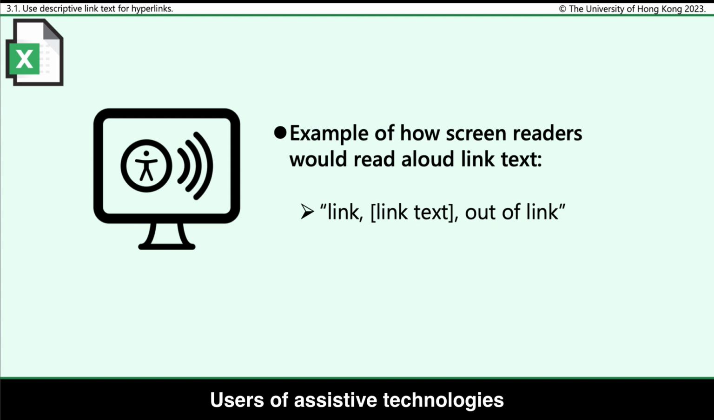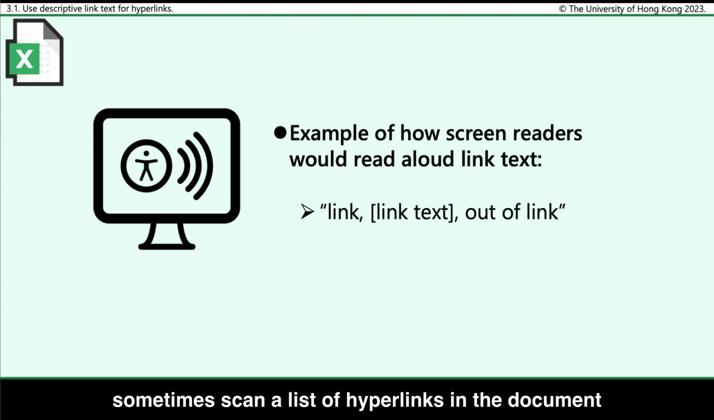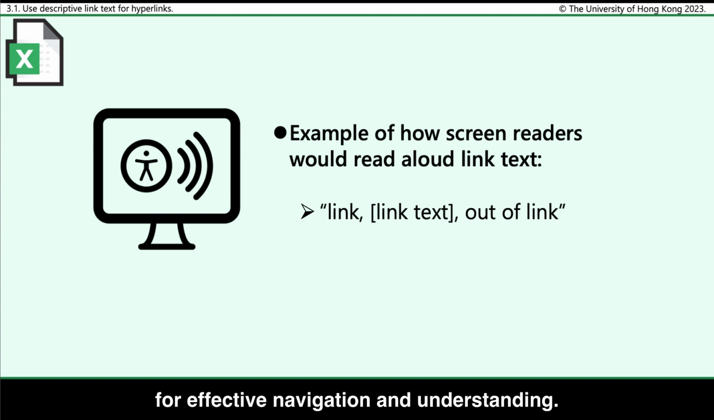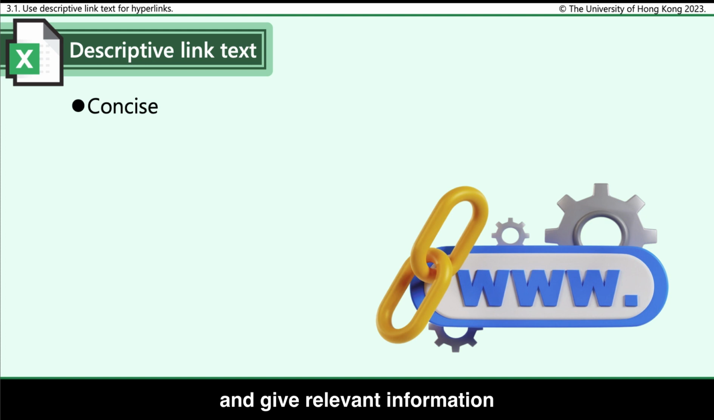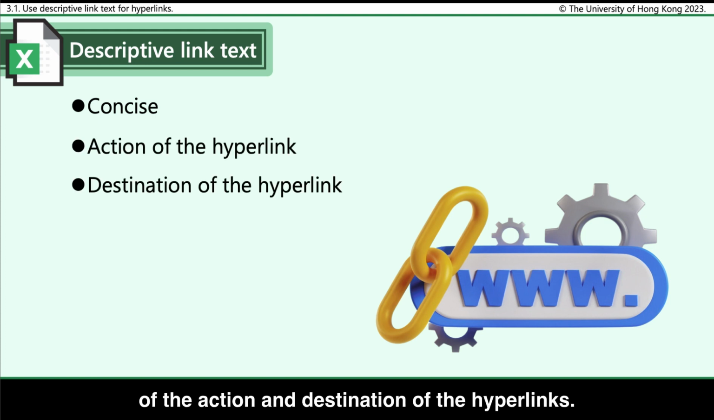Users of assistive technologies such as screen readers sometimes scan a list of hyperlinks in the document for effective navigation and understanding. Screen readers would read aloud link text to notify users that this is a hyperlink, such as link text, out of link. It is important the link text is concise and gives relevant information of the action and destination of the hyperlinks.